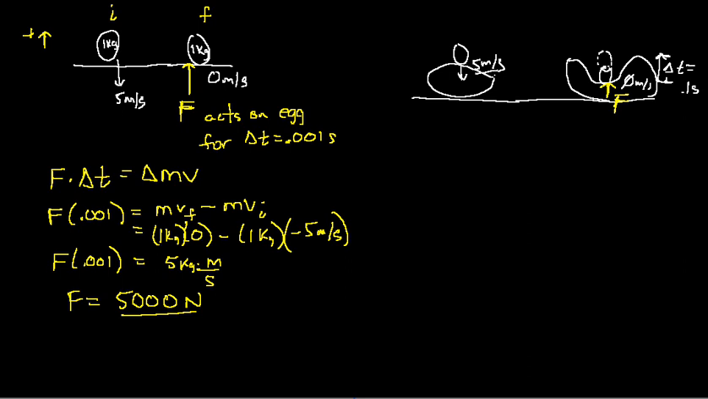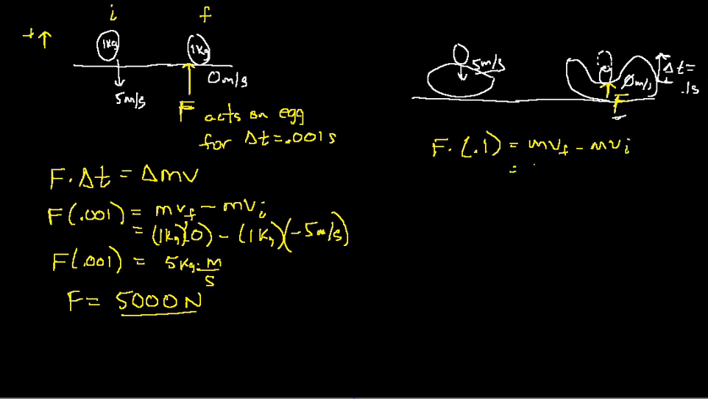So here it's 5 meters per second. When the egg finally stops, it stops 0.1 seconds later, and that is because there's a force F of the pillow acting on it. So let's calculate this force F. F times delta t, in this case 0.1, equals the change in momentum, which is mv final minus mv initial.